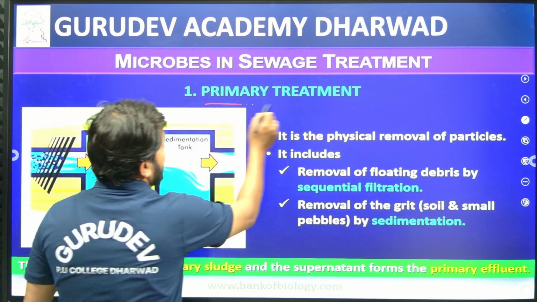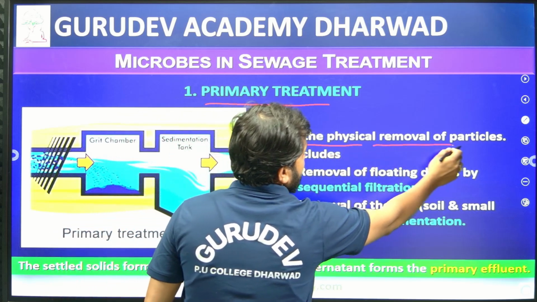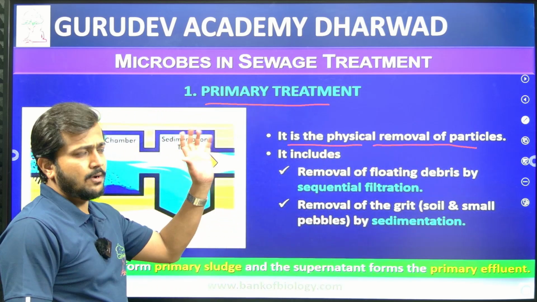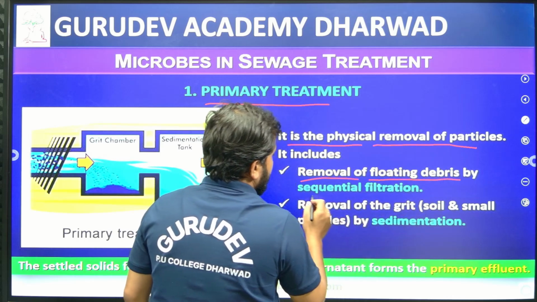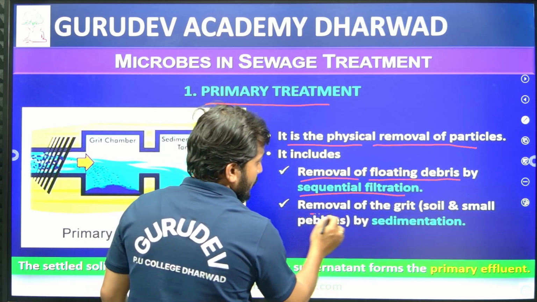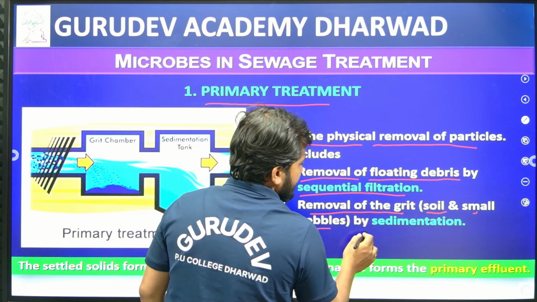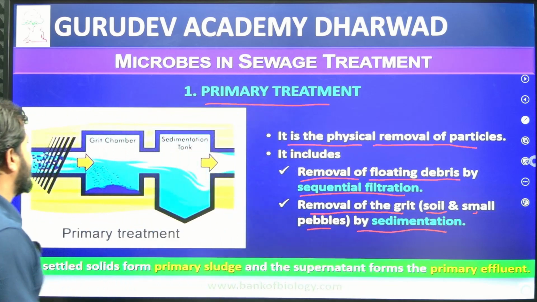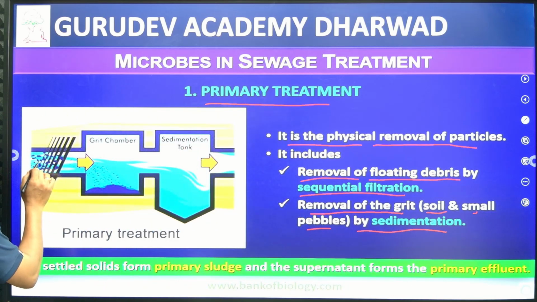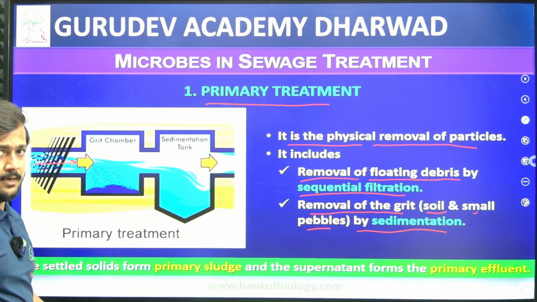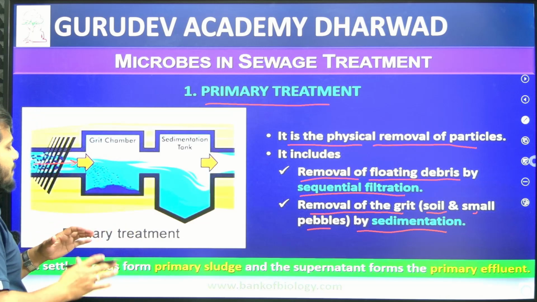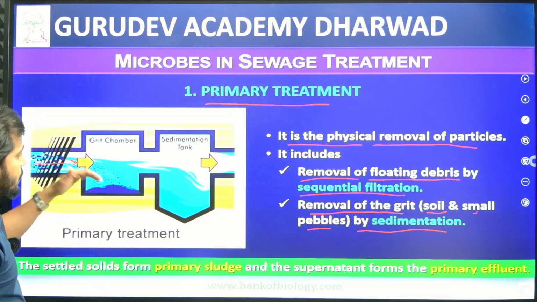In primary treatment, it is the physical removal of particles. So physically they are going to remove the particles. It includes mainly the removal of floating debris by sequential filters. Then removal of grit, or soil or small pebbles, by means of sedimentation. They are going to pass the contaminated water through, where the larger particles are separated from it with respect to pore size by sequential filters.